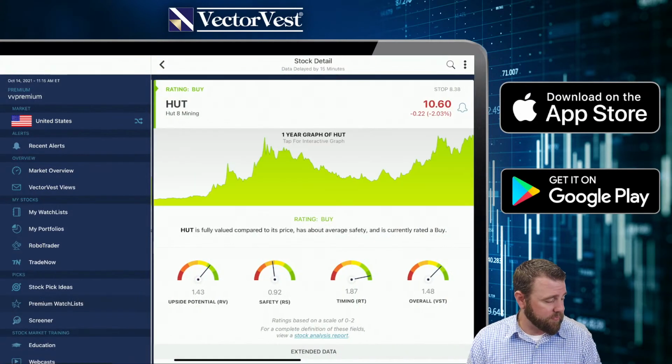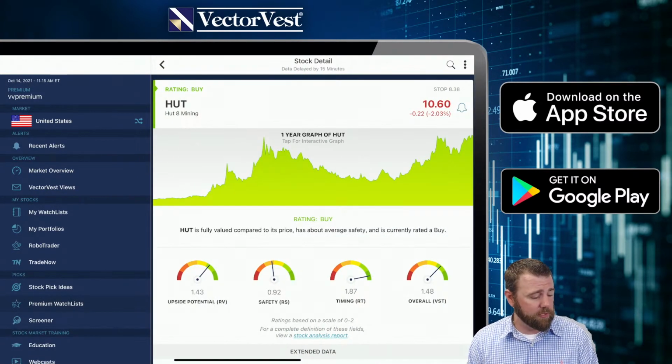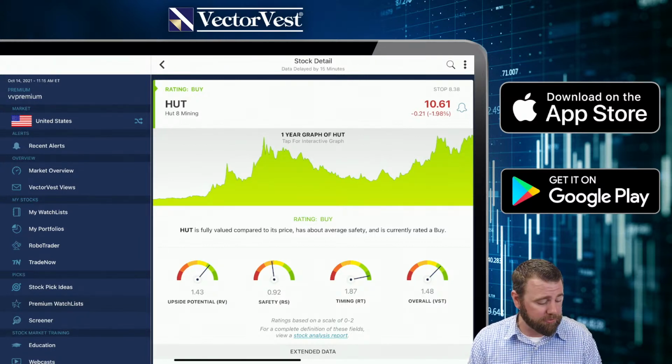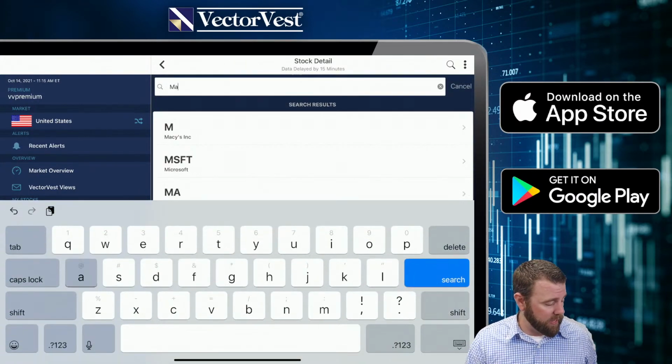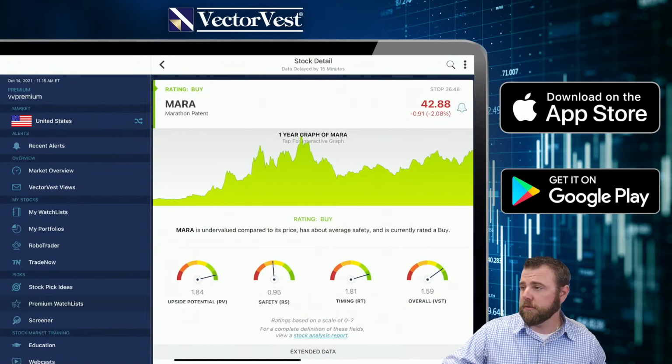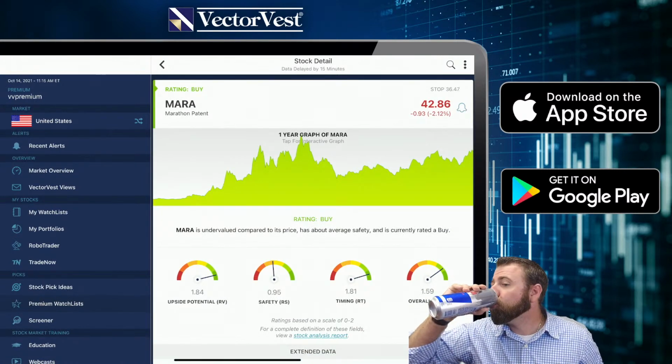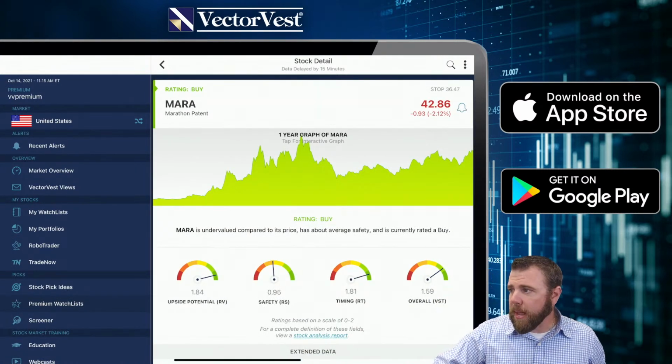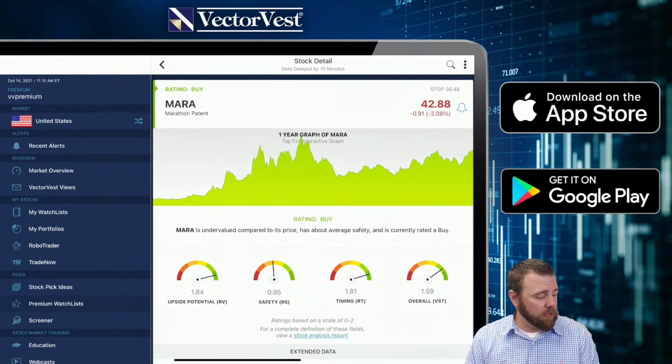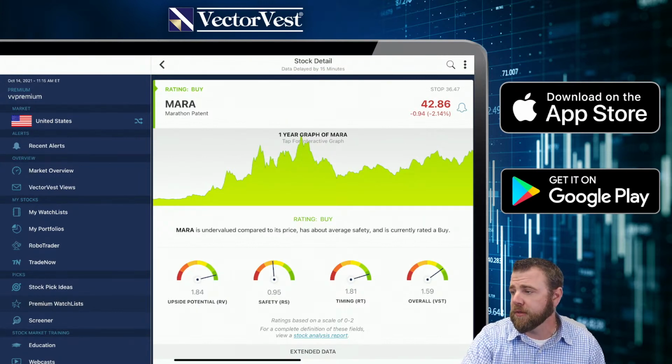HUT, good long-term potential. Does have a little bit more risk associated with it. Timing at 1.87, really, really strong short-term uptrend. So overall, stock's favorable. MARA. MARA. Good long-term potential. A little bit more risk associated with it, though. You have a nice, strong short-term uptrend. Overall, stock's still favorable here.